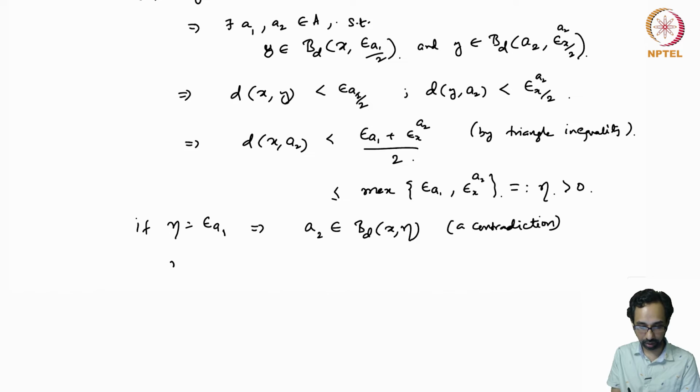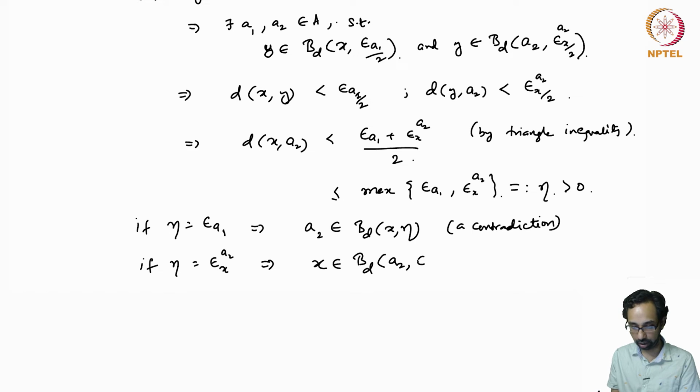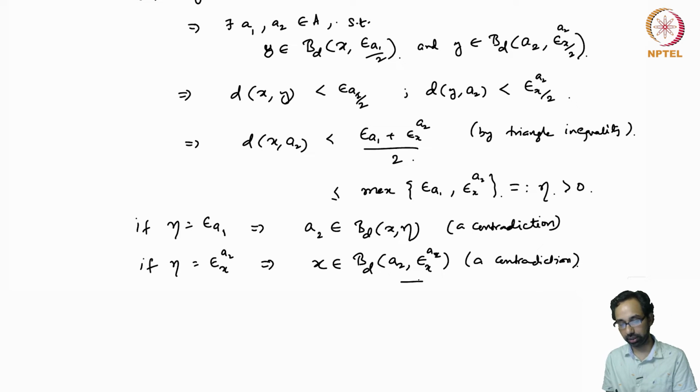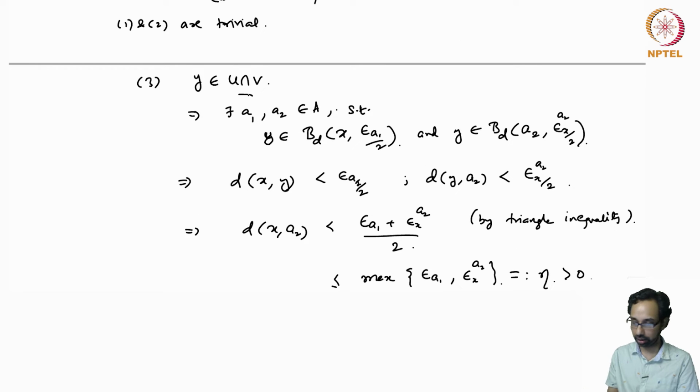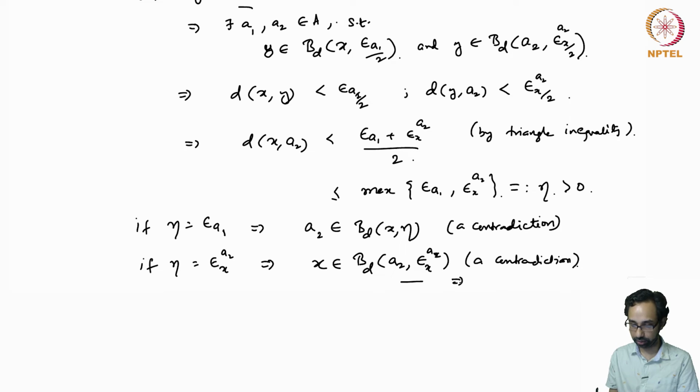And similarly, if eta is equal to epsilon x a2, then this means that x now belongs to the metric ball with center a2 and radius epsilon x a2, and this is again a contradiction because we have chosen these open balls such that it does not contain x, and therefore we have that these two open sets U and V are disjoint. So this means that U intersection V is empty.